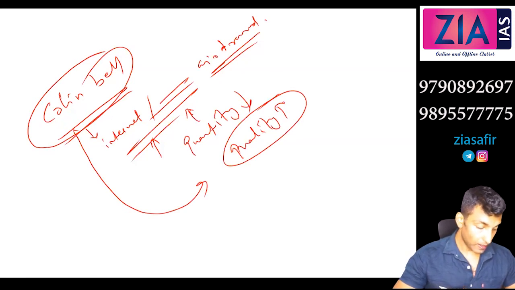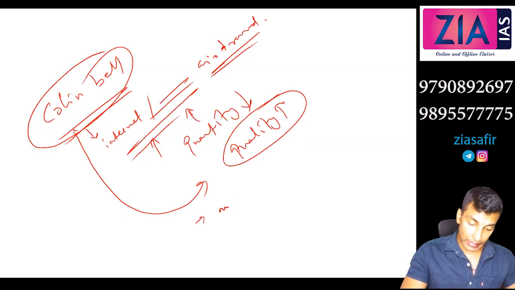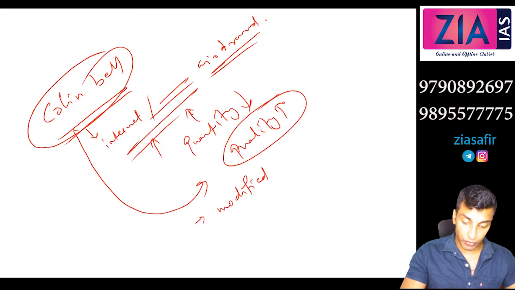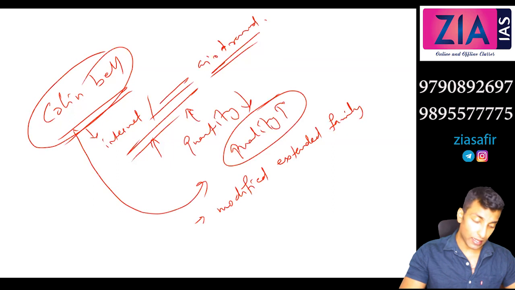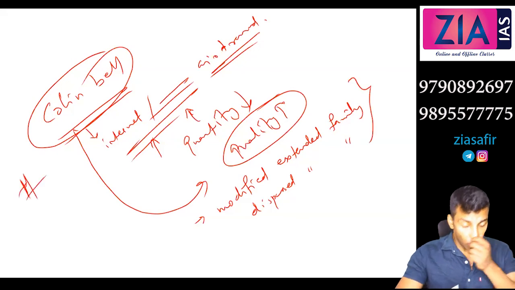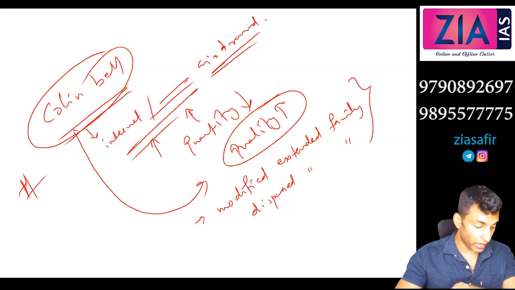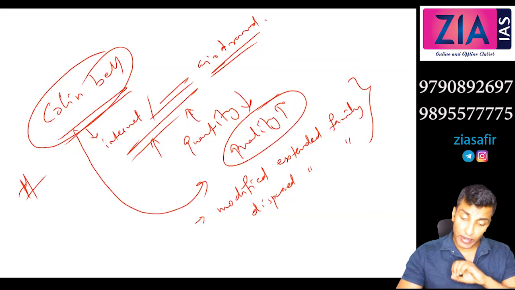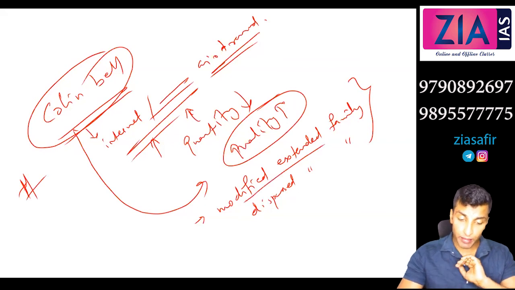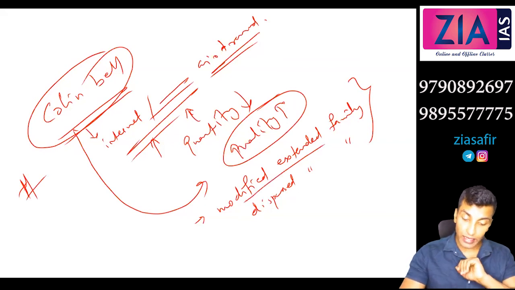So he says it is a modified extended family. Nowadays it is modified extended family, or dispersed extended family. So Colin Bell, very important, you need to write this. All these names that we have discussed are authorities in family, so you cannot afford to miss any of these names. Modified extended family means they may not have the common residence, but the kinship and the jointness is maintained.